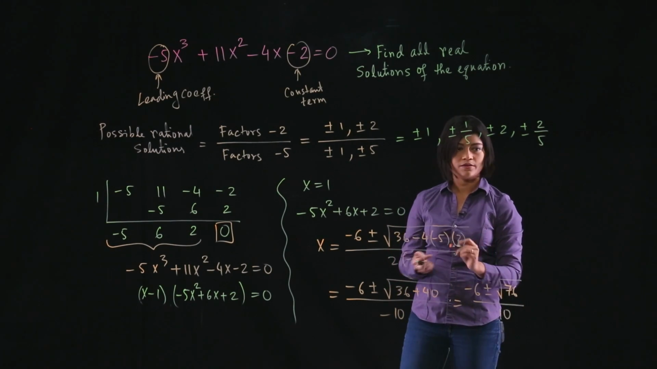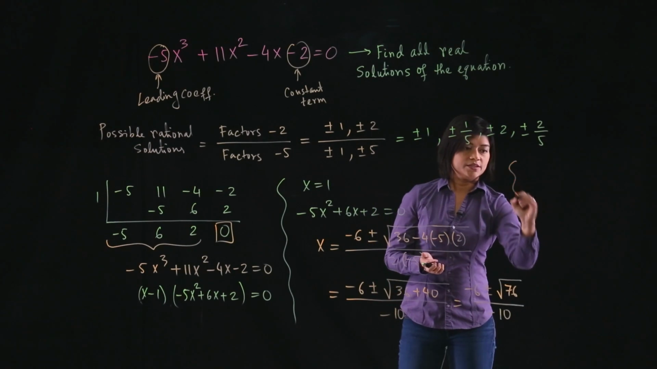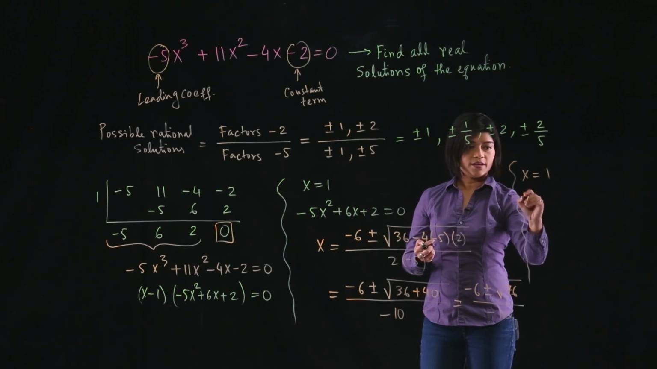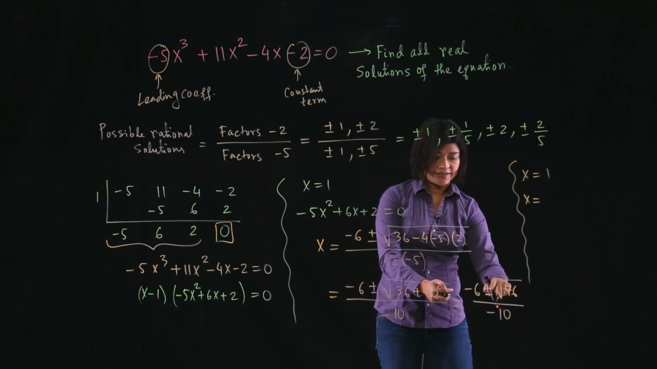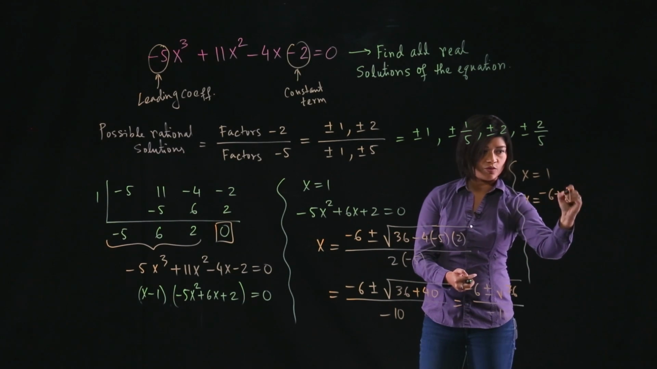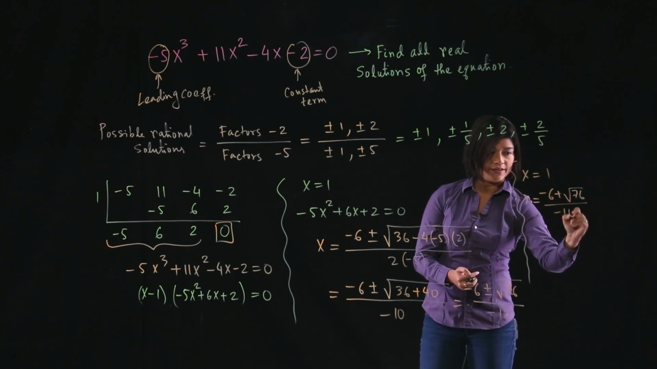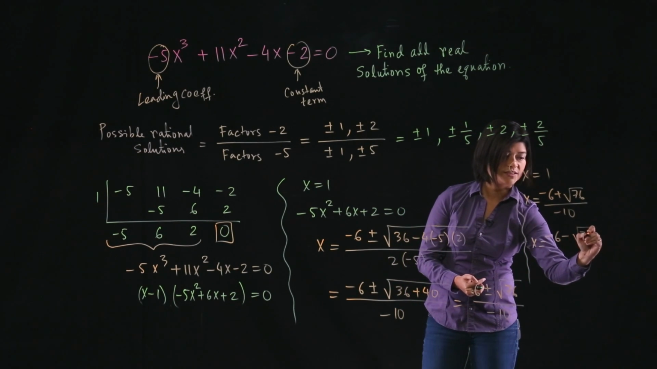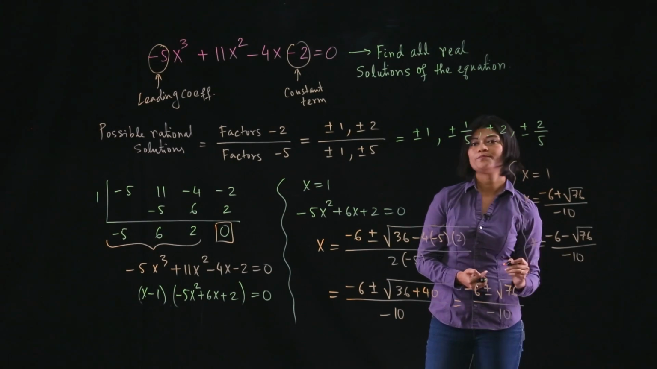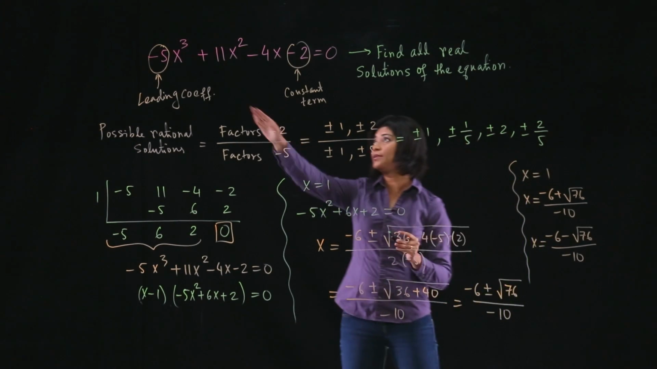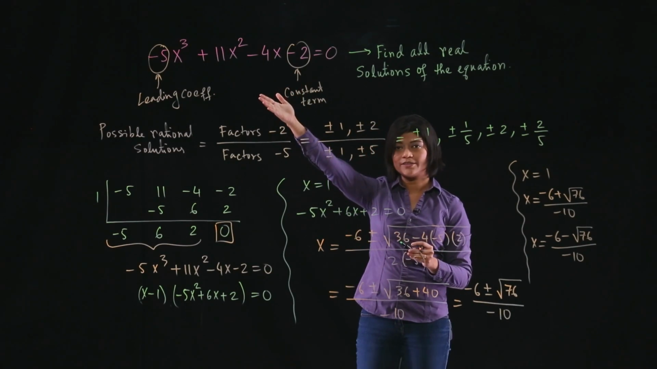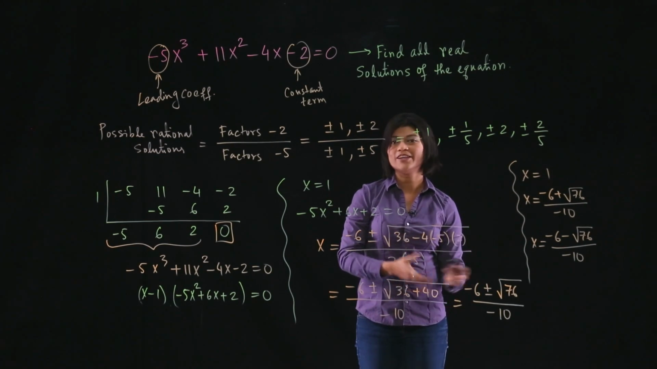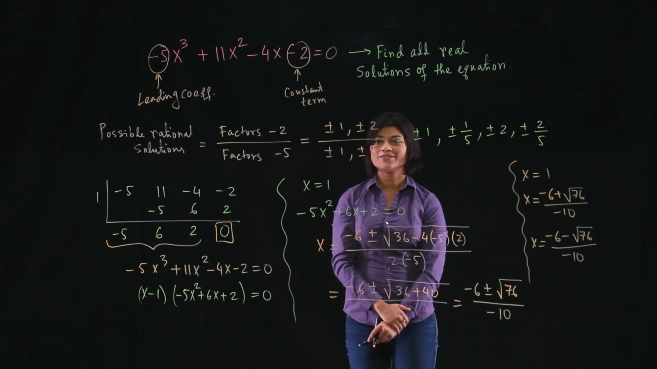All right, so we got all our real solutions of the polynomial equation. One is x equals 1, and then the other two we have right here. One is negative 6 plus square root of 76 over negative 10, and the last one is x equals negative 6 minus square root of 76 over negative 10. And that makes sense, right? Look at the polynomial. It has degree 3, so it should have 3 zeros, and therefore we should have 3 solutions, and they're all real. So that's our answer. Thank you.